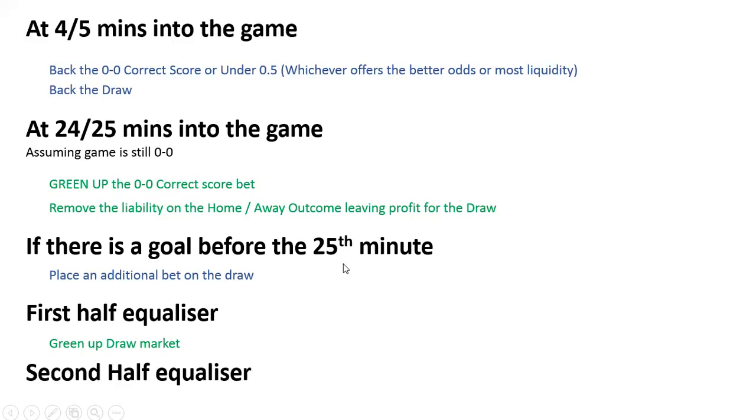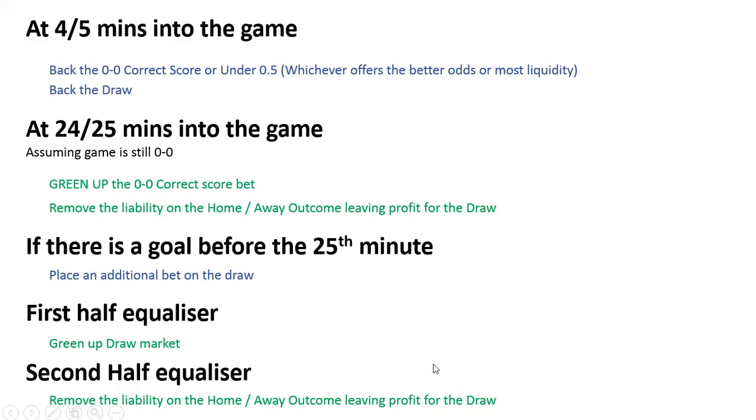If there's a second half equaliser, so it's still 1-0 at half time, you still have your back bet on the draw, and then there's an equaliser in the second half, I would remove the liability on the home and away outcome, the same as I would do here, and leave a profit on the draw. Okay, so if there's a second half equaliser, leave that profit on the draw.